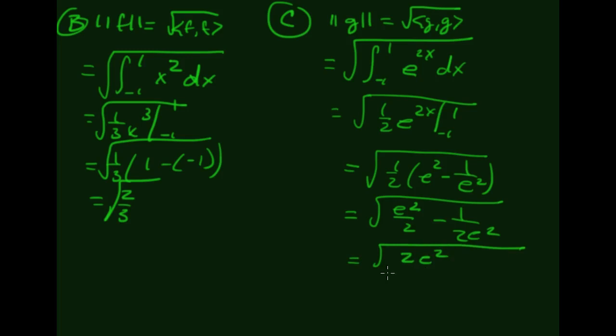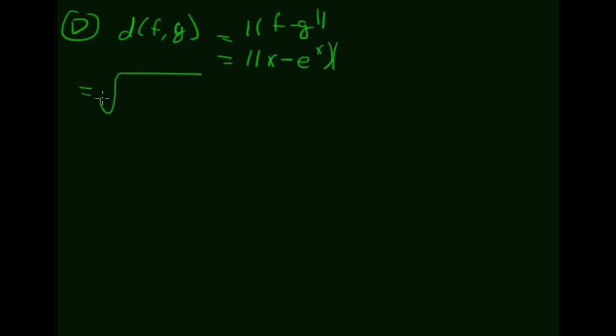2e squared, nope, that's not correct. e to the 4th minus 1 over 2e squared. I think it's as good as we're going to get there. So that's A, B, and C.